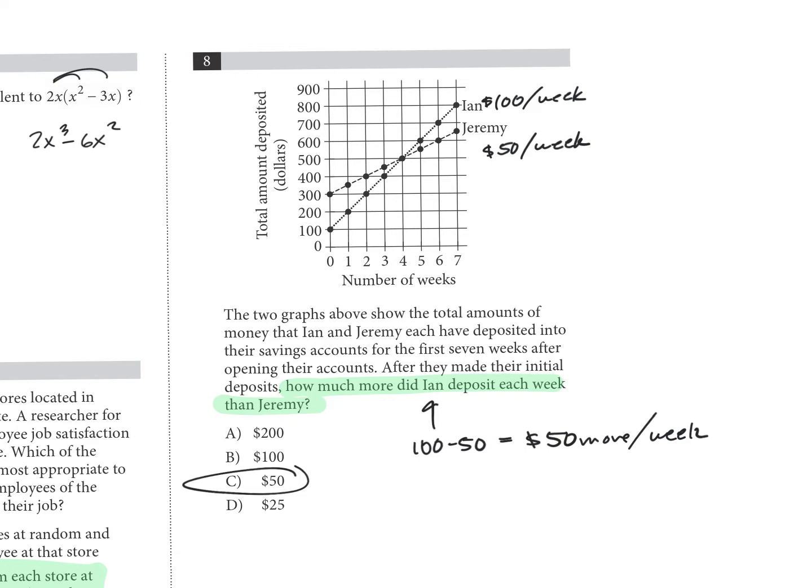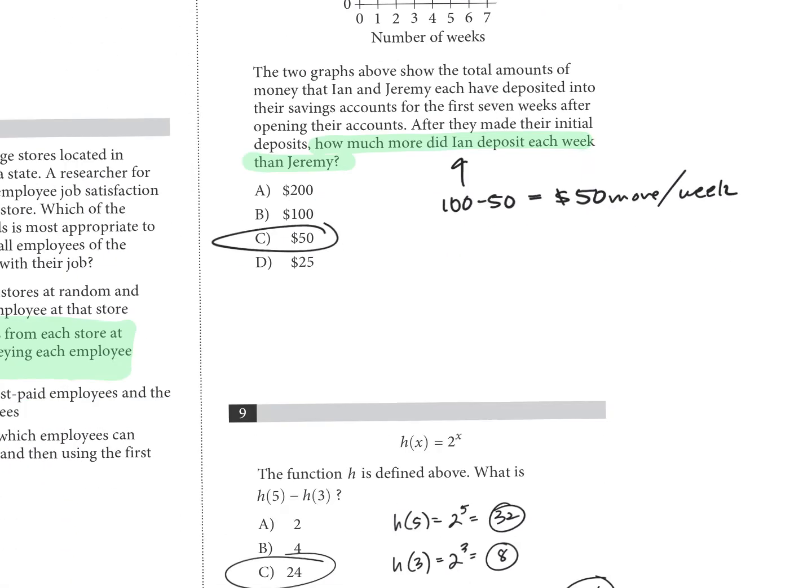So this is kind of a slope question. Ian is this steeper graph, Jeremy is this flat graph. Every week it looks like Ian is depositing $100: over 1 week, up 100, over 1 week, up 100, whereas Jeremy's going over 1 week, up half. After 2 weeks, he's deposited 100, so that means he's going 50 a week. So how much more does Ian deposit each week than Jeremy? He deposits 50 more each week. So answering the correct question is important in that case.